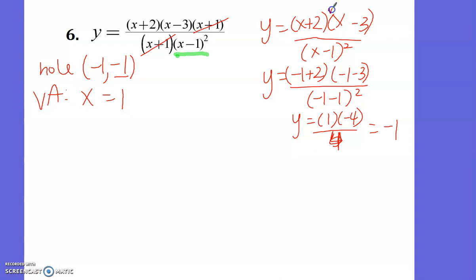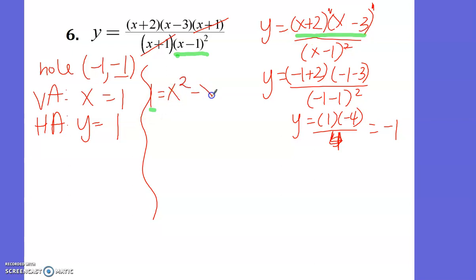Horizontal, the degree of the numerator is the same as the degree of the denominator. So it's leading coefficient over leading coefficient. So we say y equals 1. Okay, we have to check if it crosses. So I'm going to go ahead and FOIL this part out. I set y equal to 1 right there. So I get x squared minus x minus 6 when I FOIL it out. And I'm going to FOIL out the denominator too. I get x squared minus 2x plus 1.